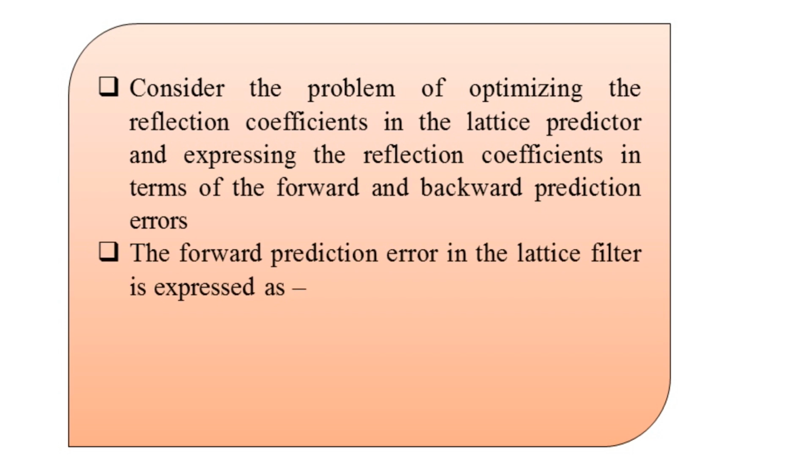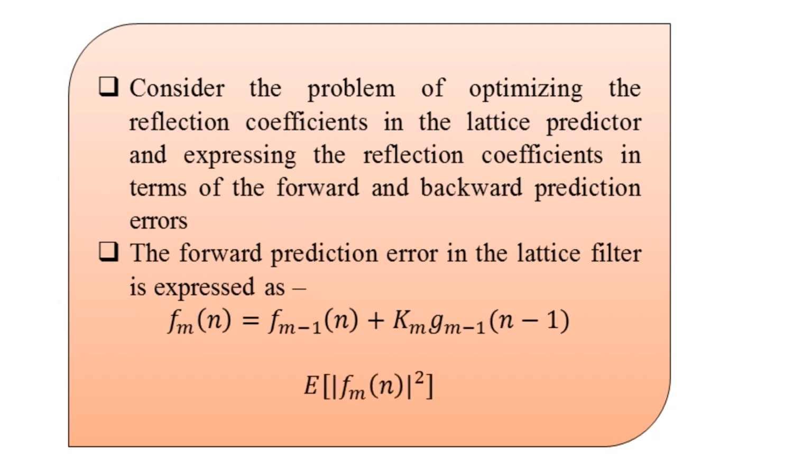For the forward case, repeating the word, for the forward case we have the notation small f suffix m of n, which is equal to f suffix m minus 1 of n added to the reflection coefficient, denoted by capital K suffix m, multiplied by, for the backward case, g suffix m minus 1 of n minus 1. Now we require the minimization of the mean square error, and that is concerned with the reflection coefficient K suffix m. K is capital here, so it will give us the result in the form.